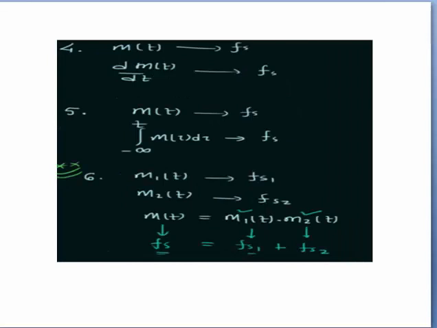Now the fourth property is differentiation. We will perform differentiation on message signal m of t. Again, if we have the Nyquist rate of the message signal Fs, we have to find out the Nyquist rate of d by dt of m of t, where we are performing one time differentiation on the message signal, and we will get Nyquist rate Fs. So there is no effect of differentiation on Nyquist rate.